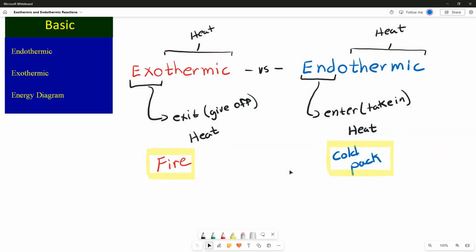Hello, fellow chemists. In this video, we're going to be talking about exothermic and endothermic reactions. This is labeled as a basic video because there's really no background information that you need to know to understand what I'm going to be talking about.